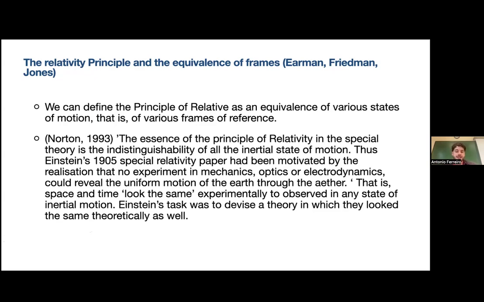Thus, Einstein in his 1905 special relativity paper had been motivated by the realization that no experiment in mechanics, optics, or electrodynamics could reveal the uniform motion of the Earth through the ether. That is, space and time look the same experimentally to an observer in any state of inertial motion. Einstein's task was to devise a theory in which they look the same theoretically as well. So this is the core of what I explained before.